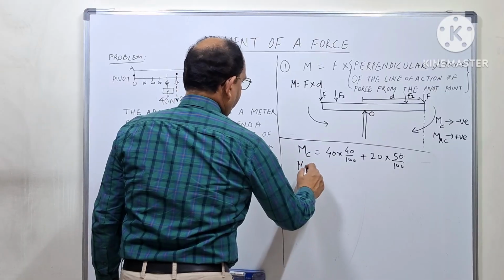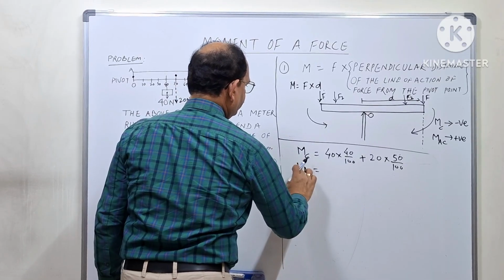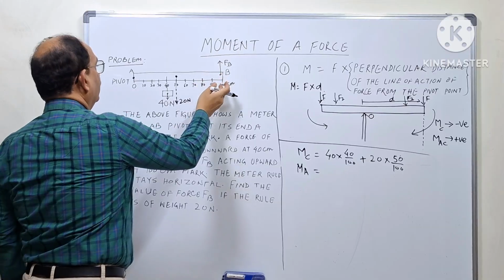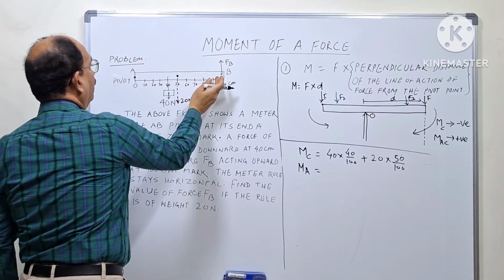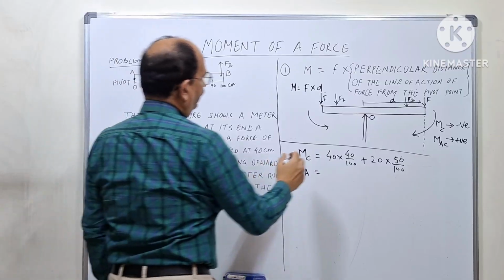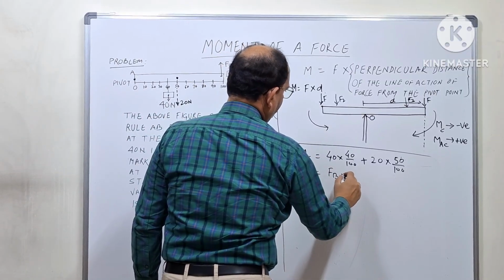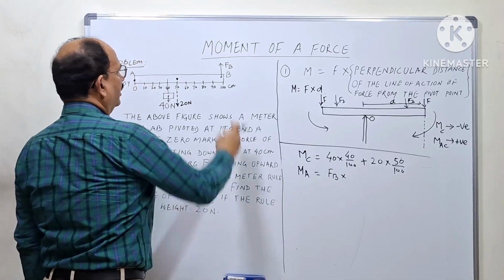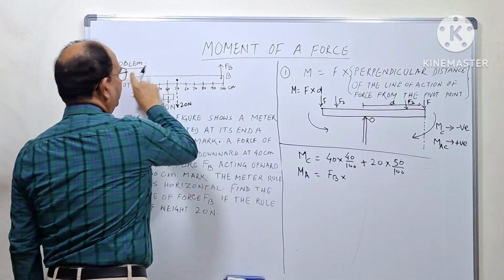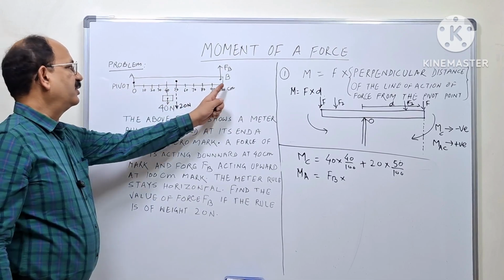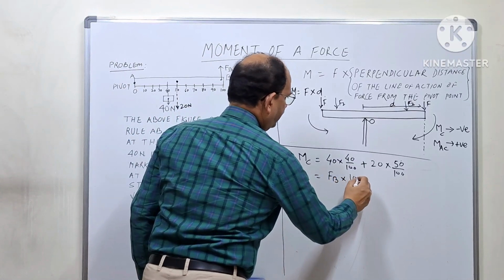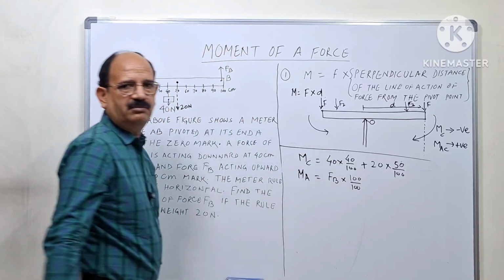What is the total moment in anti-clockwise direction? This FB will try to rotate this rod in anti-clockwise direction. So therefore, moment produced by this force FB will be the magnitude of force FB and the perpendicular distance from the pivot to this point. From the pivot, the line of action of force is 100 centimeter. So this should be 100 by 100 meter. Correct?